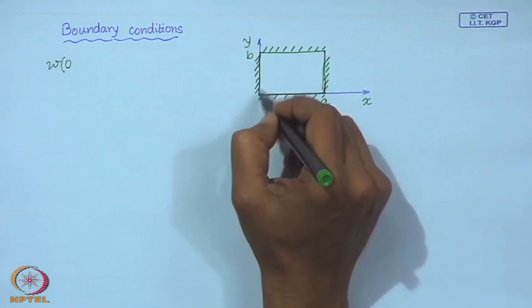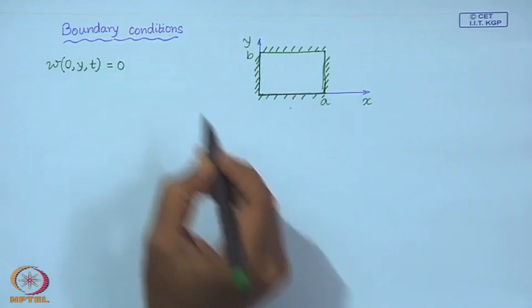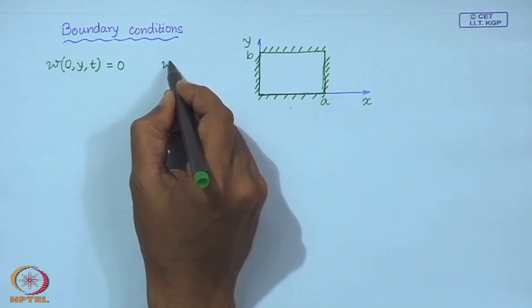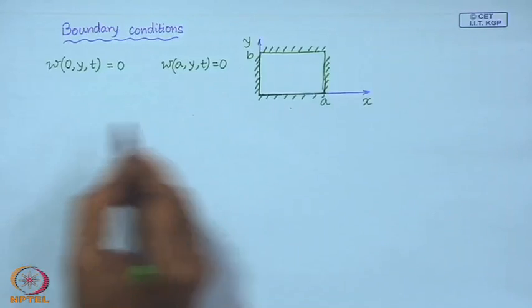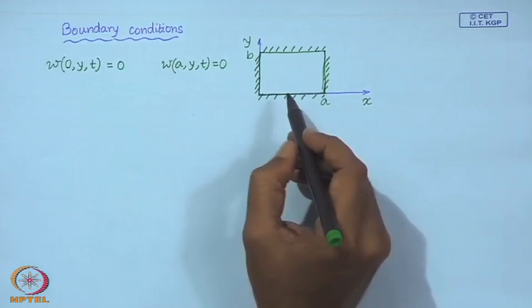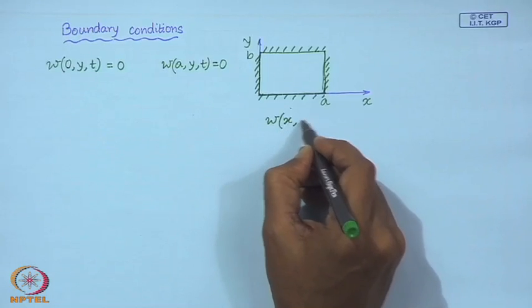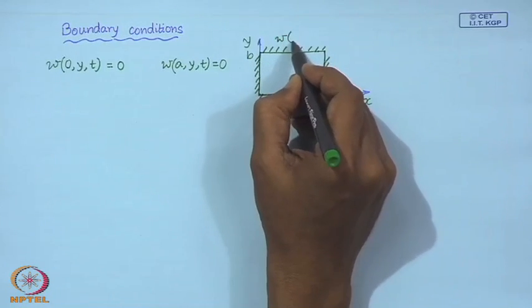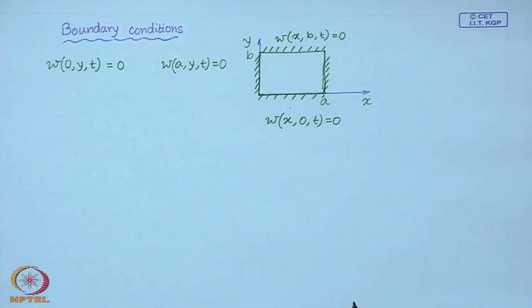So, at x equal to 0, that would mean this face, and for all of y and for all time this is fixed. Similarly, on this face we would have w at x equal to a and all of y, and for all time this must be 0. On this edge, for all of x and y equal to 0, this must be 0, and on this edge also. So when the edges are fixed, then you have 0 displacement.